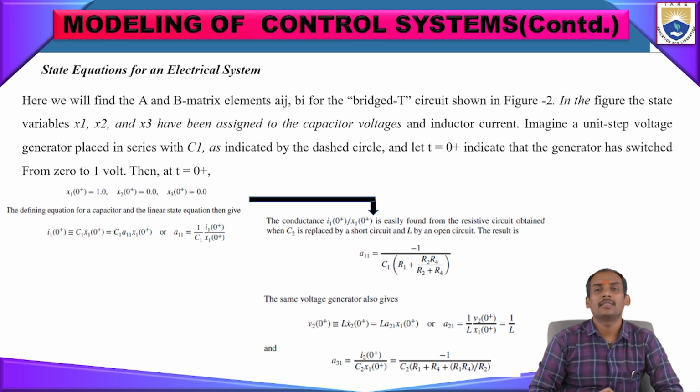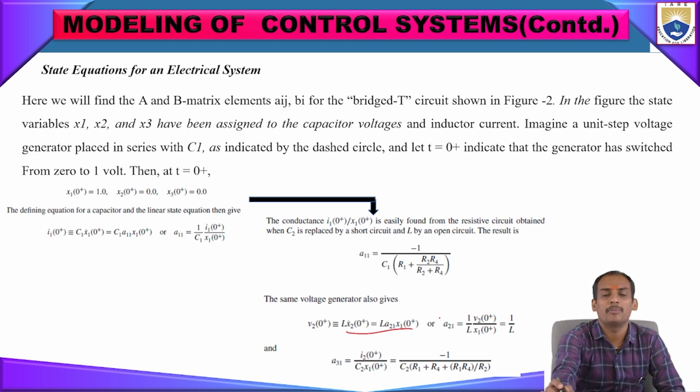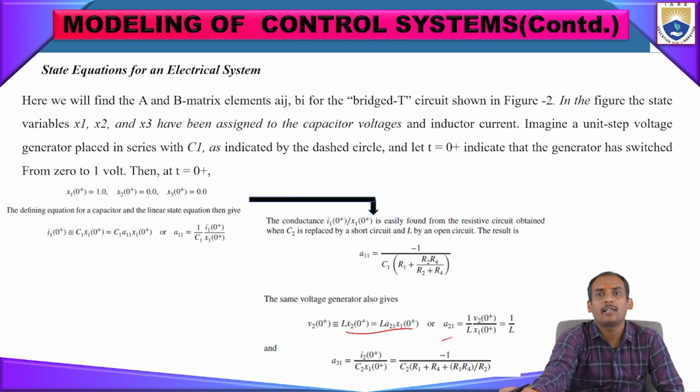For the same thing, if the voltage is being increased on the inductor at 0 plus seconds, that voltage will be equal to L of x2 0 plus. Here we got another variable, A21, which will be equal to 1 by L of x1 of 0 plus seconds. 1 by L means inductance. So A21 will have 1 by L1, and for A31 another value with another capacitance C2.